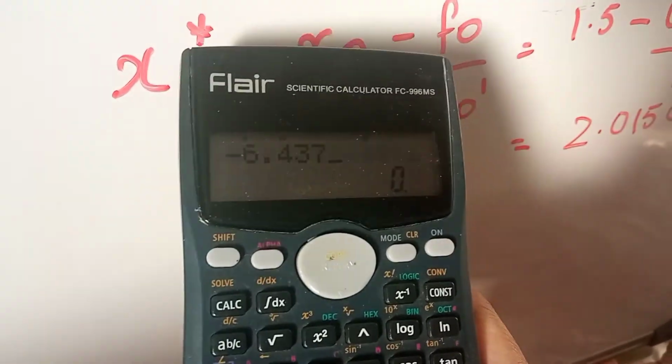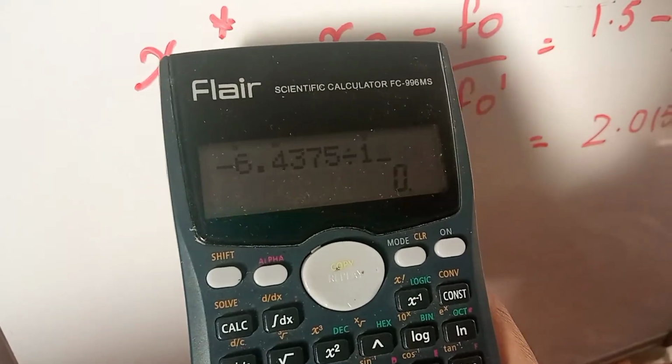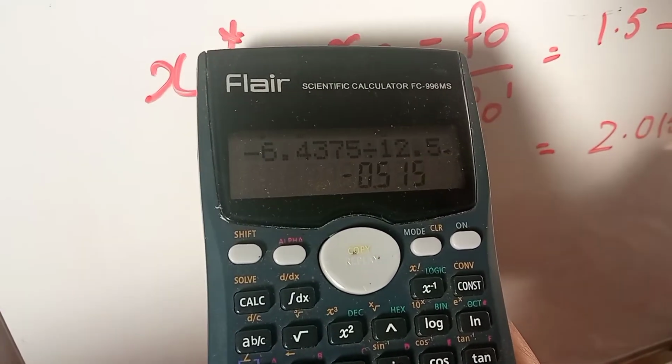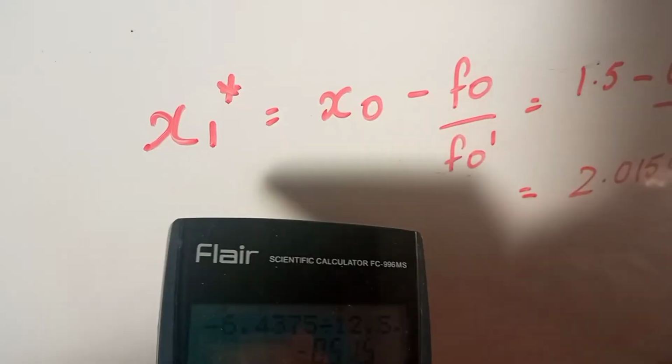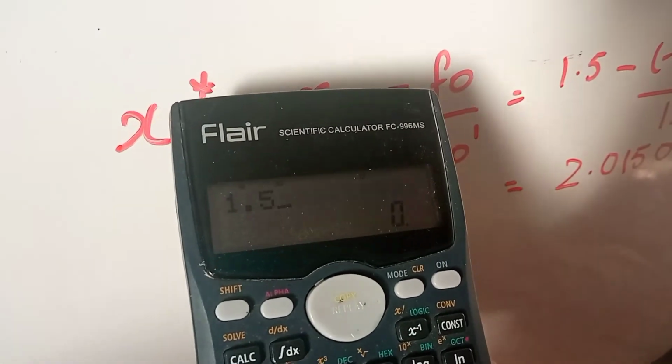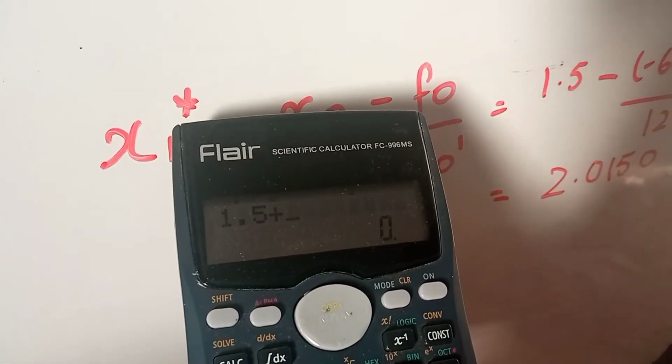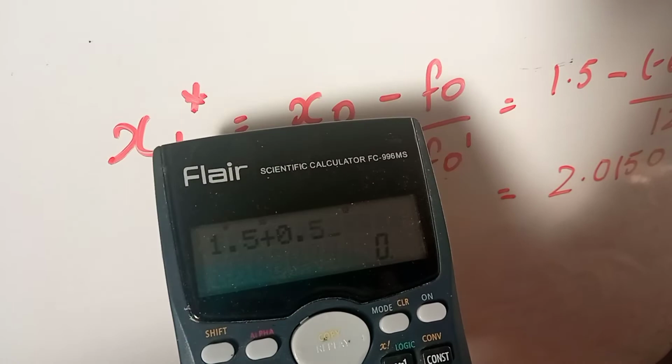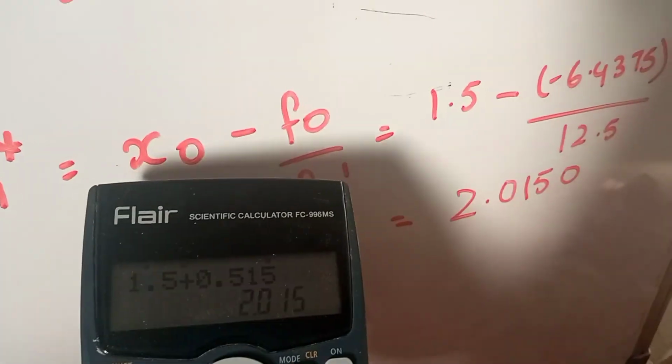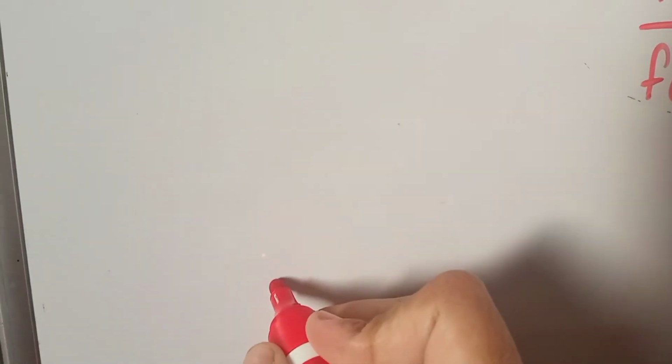So I have first divided minus 6.4375 by 12.5, and I got the answer, and then I used minus into minus, that is plus, and then I added the answer 0.515, so I got it same. This can be done manually.